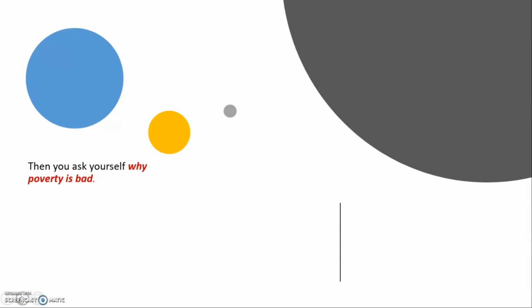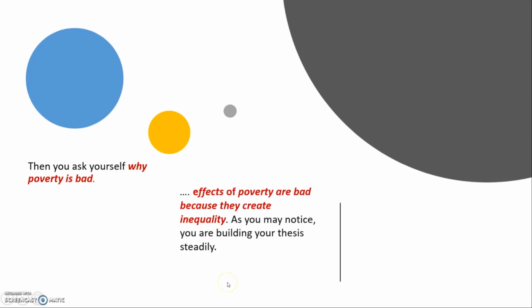Again, as we said, we start off by saying poverty is bad, and then you ask yourself, why is it bad? Then you go back, you look at your step number 1 and step number 2 and see what you can add to expand your thesis. In my case, I decided to say something like this: effects of poverty are bad because they create inequality. Now you can notice how I moved from poverty is bad to effects of poverty are bad because they create inequality.